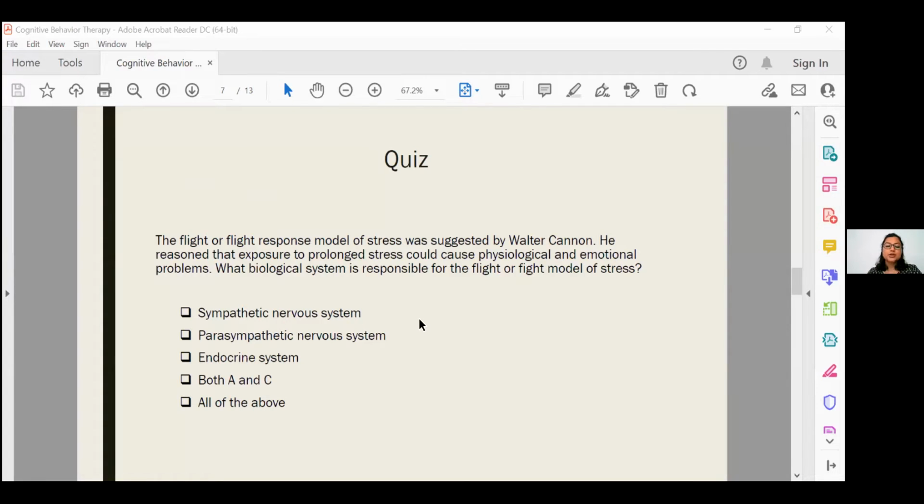Okay. So we have two nervous systems in our entire body. One is the sympathetic nervous system, and contrary to the word sympathetic, it is not sympathetic to us at all. This is the one that puts us in a fight or flight mode or a freeze mode. Parasympathetic, it says, but this is the one that relaxes us. And the endocrine system is the one that is responsible for our hormones. So when our sympathetic nervous system gets activated, it sends signals to our endocrine system to release the stress hormones. And that is when either we freeze or we fly or we fight. Okay, so the answer to this is A and C.